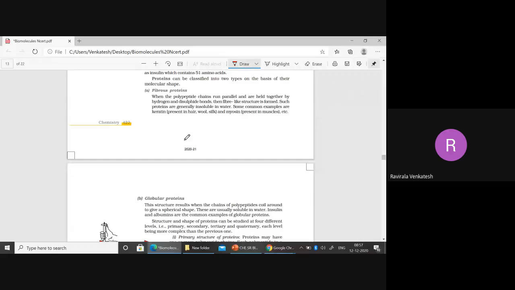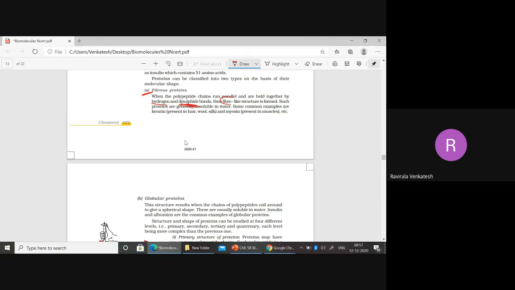Now, you read this, beta, fibrous proteins. They are formed when the polypeptide chains run parallel and are held together by hydrogen bonding, disulfide bonds, and other forces like Van der Waals force. You will get a fiber-like structure here. So there are main examples.